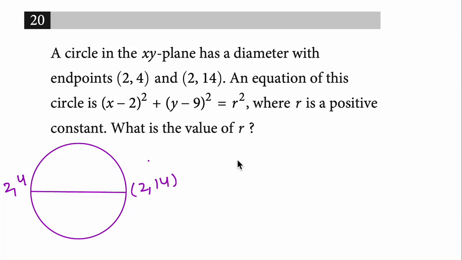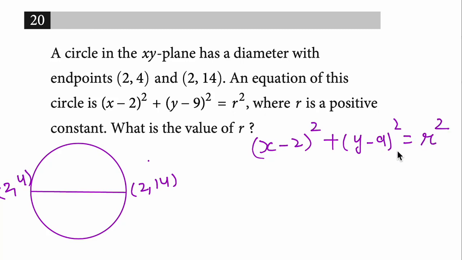This is a question which can be solved by the proper method, or you can just look at the data and do some smart steps. So first let's do it by the proper method, using the formula and putting the values in. The equation of the circle is (x − 2)² + (y − 9)² = r².